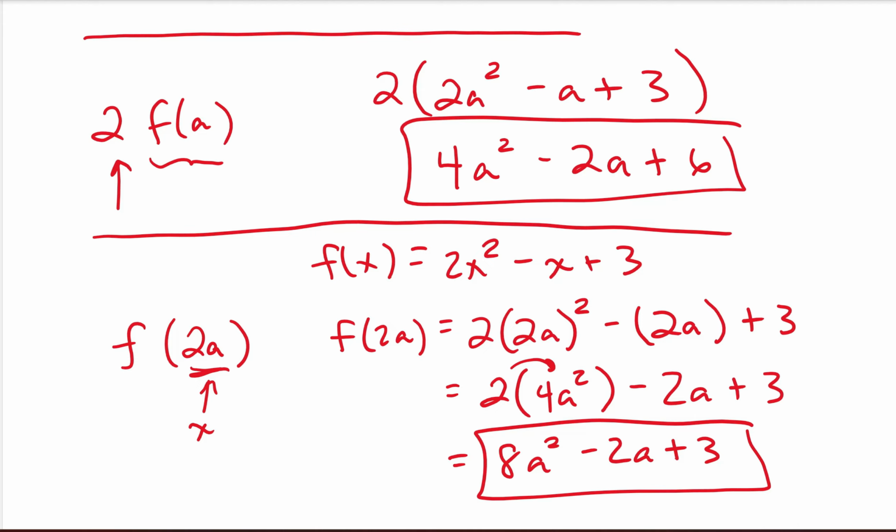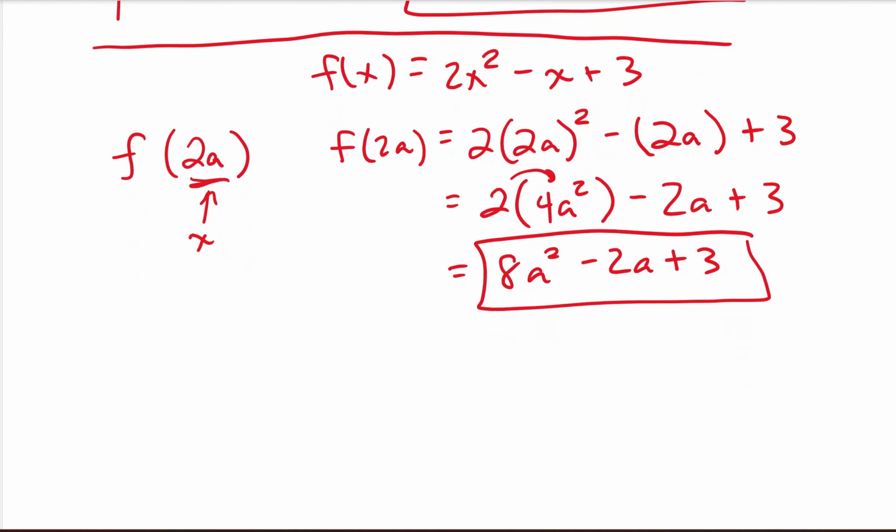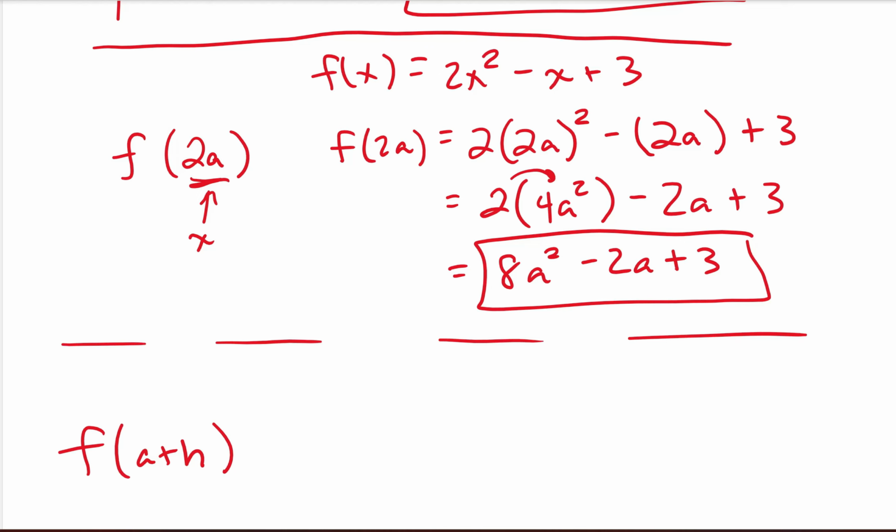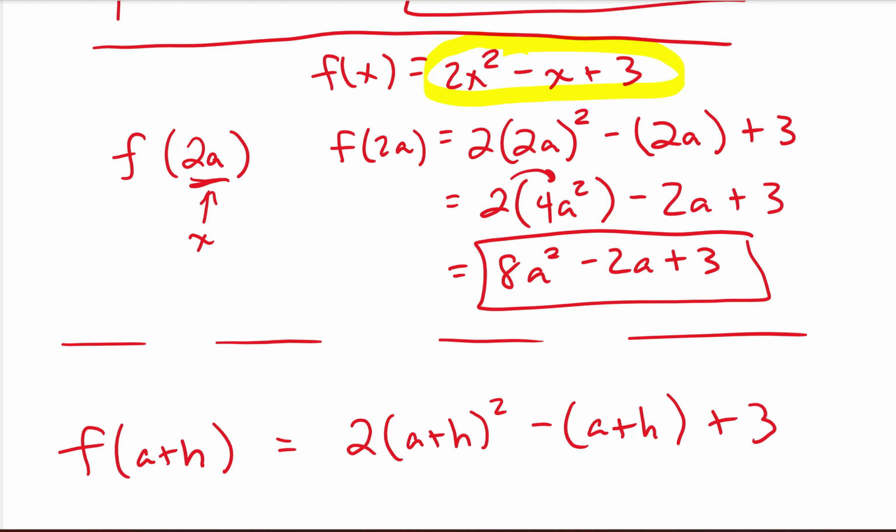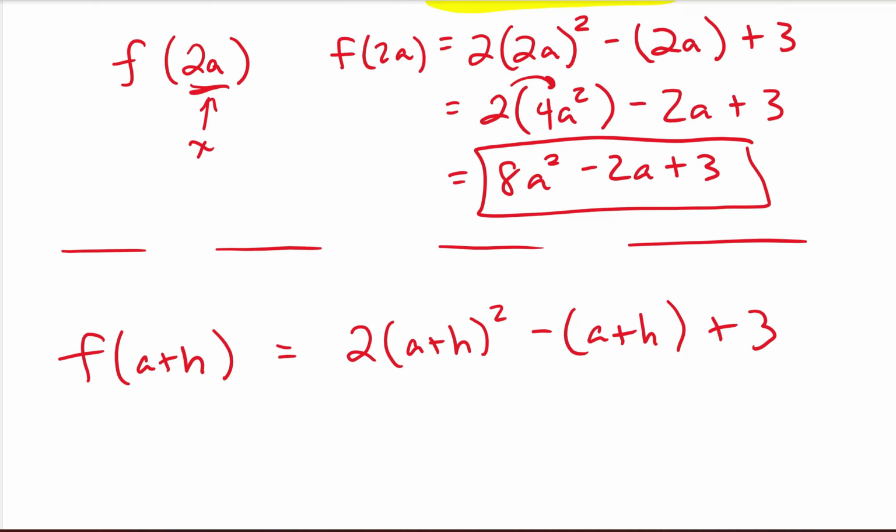And maybe another one that they could ask would be to find f of a plus h. So again, we plug that into the original function of 2x squared minus x plus 3. So we'll plug in the a plus h. So we have 2 times (a plus h) squared minus (a plus h) plus 3. And here again, order of operations says to do the exponents first. So what does this mean right there? This (a plus h) squared means (a plus h) times (a plus h). You have to FOIL that.